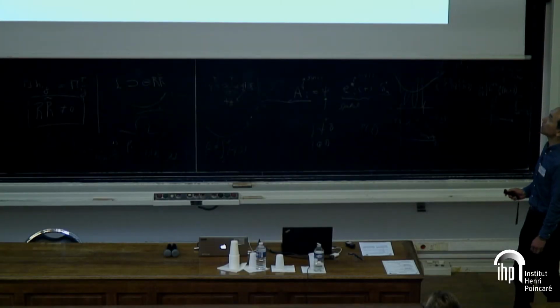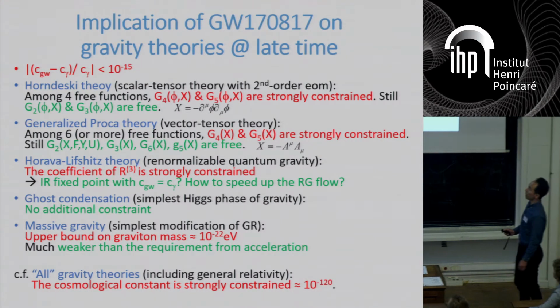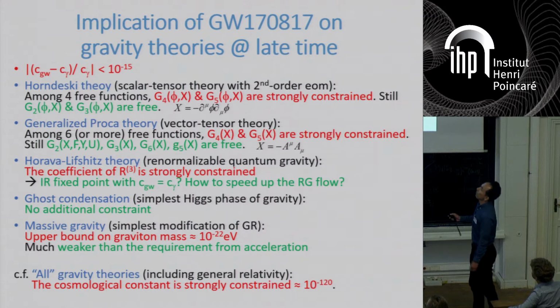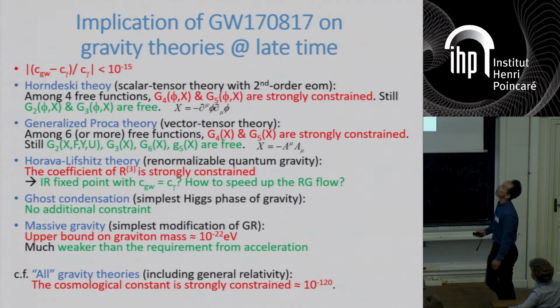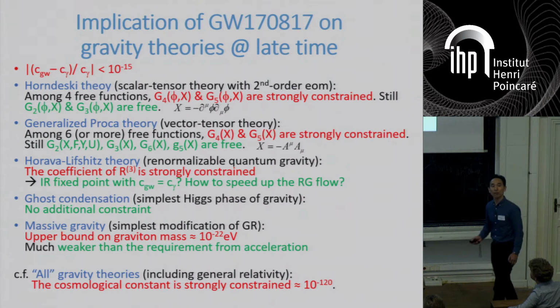Gravitational waves and gamma rays from binary neutron star mergers. Okay. So we now know that the speed of gravitational waves and the speed of light are almost the same. I mean, the difference should be smaller than 10 to the minus 15 or something like that. Okay. So this implies many things for gravitational theories.